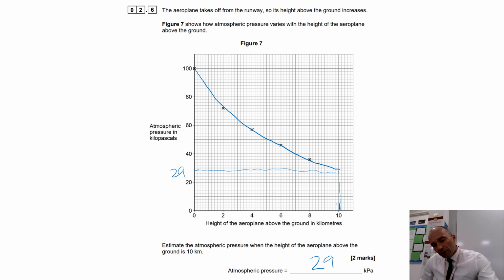But your first mark is for drawing your line of best fit, which should be a curve, and extending it out to at least 10 kilometers. Now remember, we've talked about graphs before. Make sure you're not using a ruler to do a dot to dot. You'd lose the mark straight away on that one. If you drew a straight line, you'd also not gain the mark in that particular case.